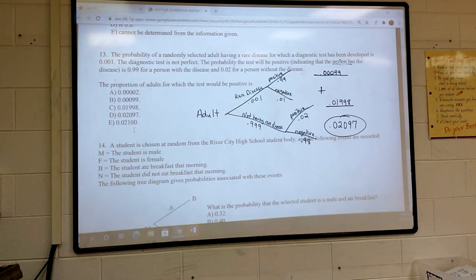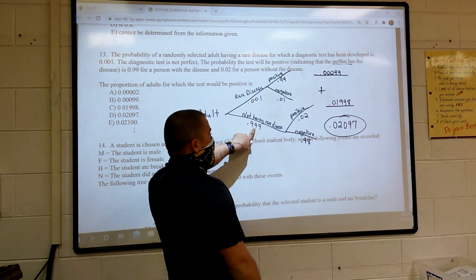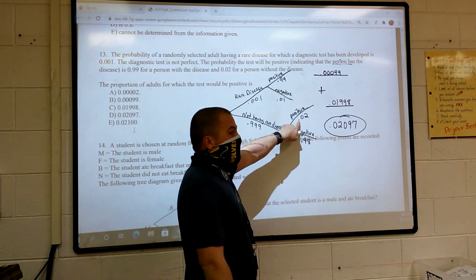people are going to test positive for this, and the rest of the time people are going to test negative for this. And we knew it would be close to 2%, right? Because most people don't have the disease and 2% test positive. This is a very small number.